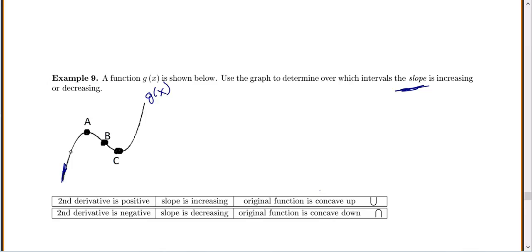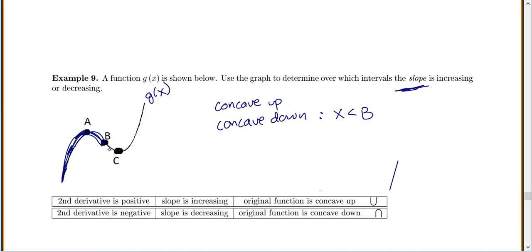Okay, you could try and figure it out. You could say, okay, that seems really steep, less steep, so I'm decreasing. But really, it's easier to say that we are concave up and concave down. Let's just figure out where those things were. You can do that looking at the picture. So from here to about here, we would be concave down, so for x less than b. And from here to here, we'd be concave up.